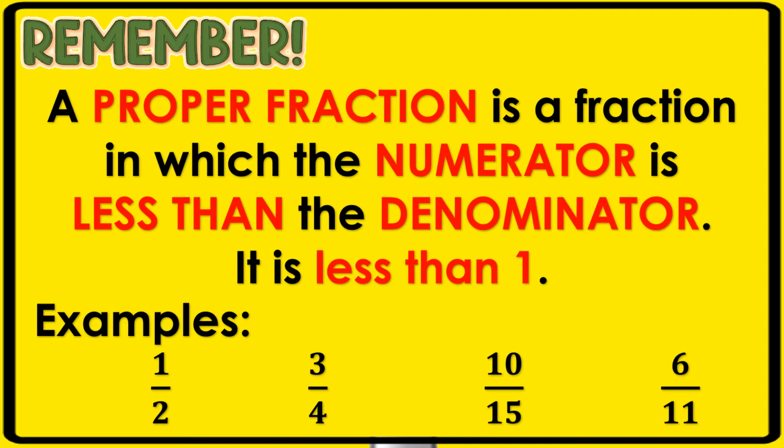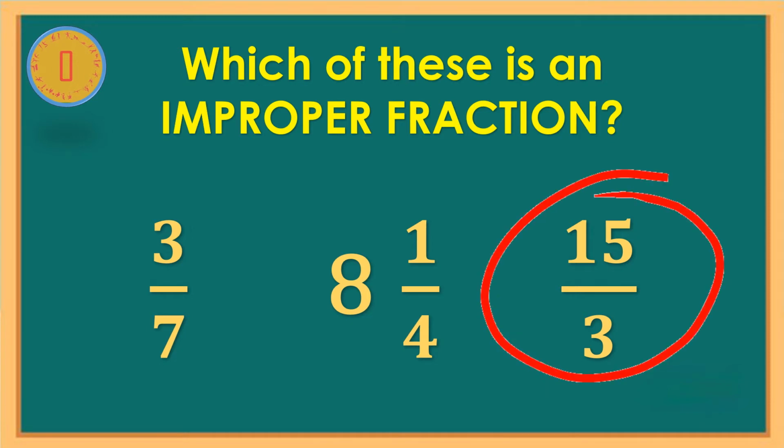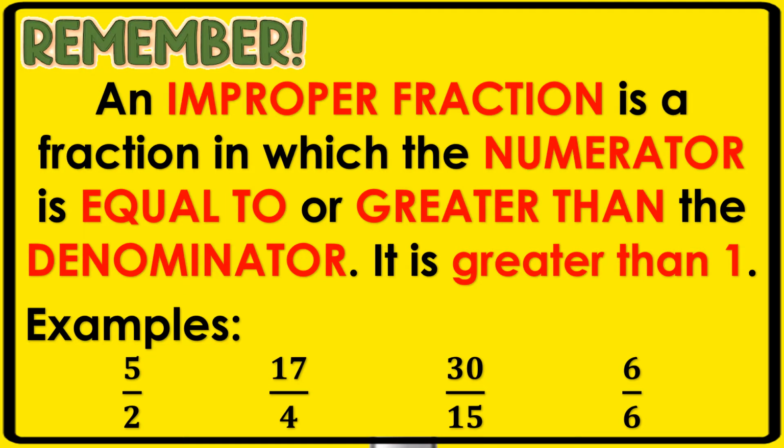Examples: 1/2, 3/4, 10/15, 6/11. Which of these is an improper fraction? Very good. It's 15/3. Remember, an improper fraction is a fraction in which the numerator is equal to or greater than the denominator. It is greater than 1.